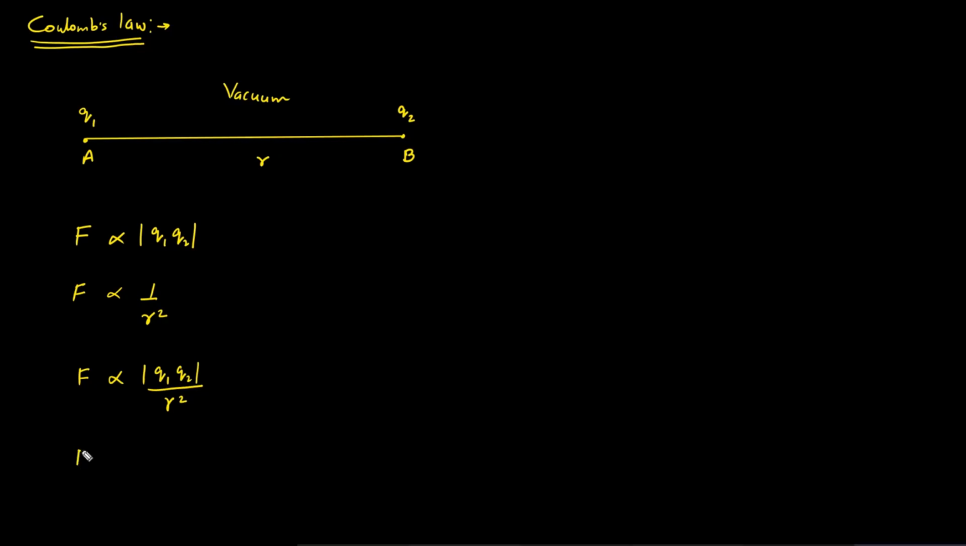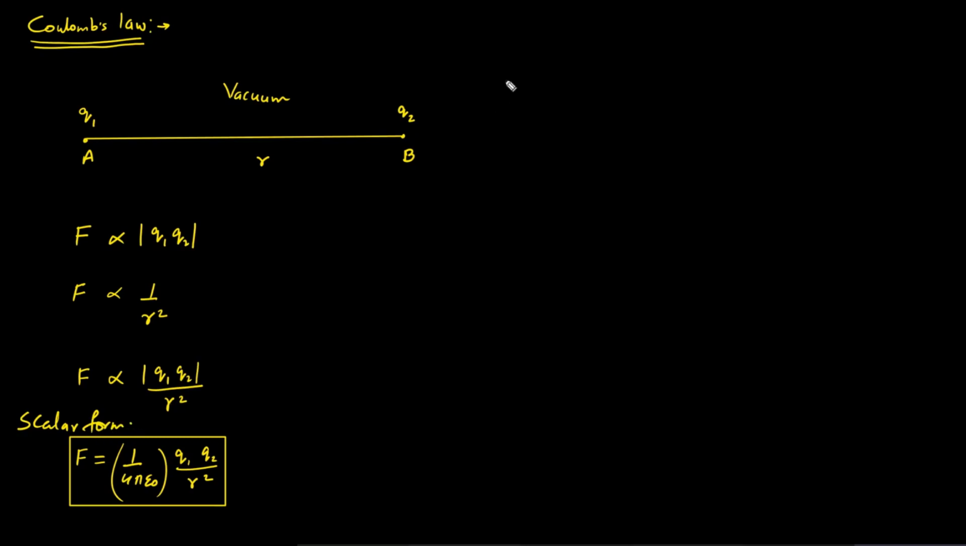Now if I remove the proportional sign, a constant is there. That constant I will write as 1 upon 4 pi epsilon naught. We can also say this is K, which is a proportionality constant. Remember that this expression for F is the scalar form.